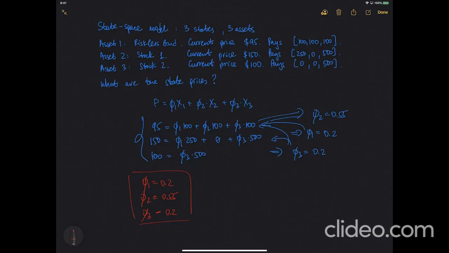If we were to use the state prices to price these assets again, given their payoffs, the way we've priced assets in question 2, we would have found that the price of the riskless bond would be $95, the price of stock 1 would be $150, and the price of stock 2 would be $100. So altogether, this question teaches you how to find the state prices from the given prices of traded assets.